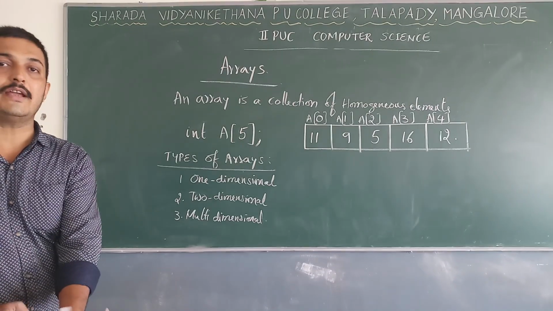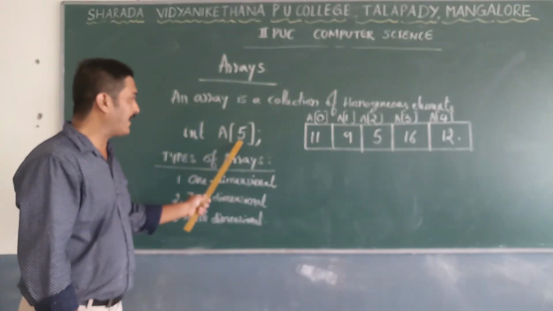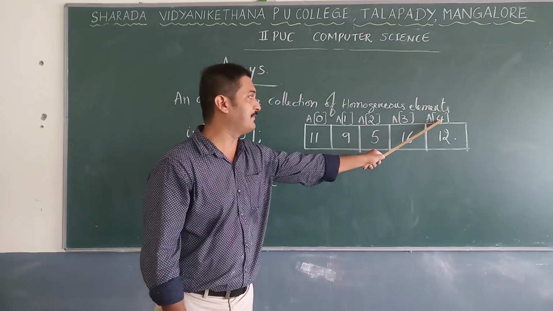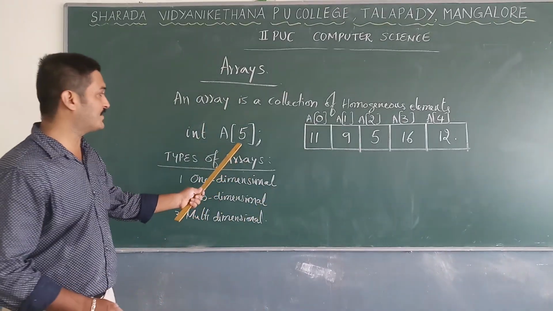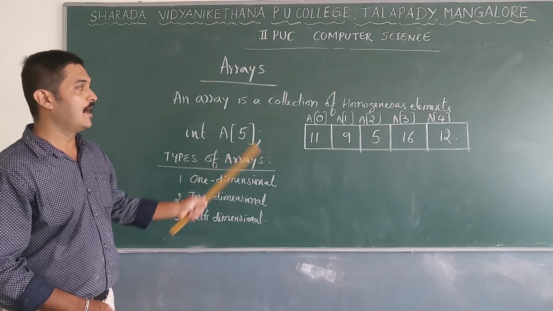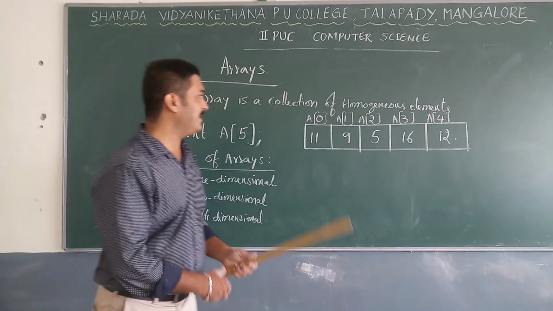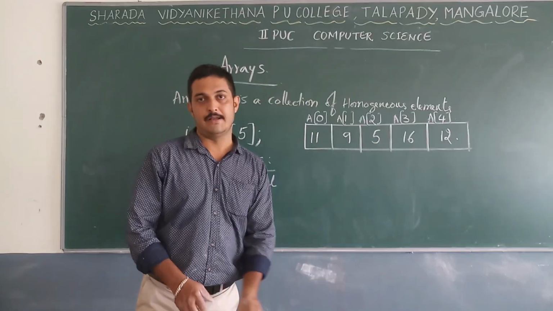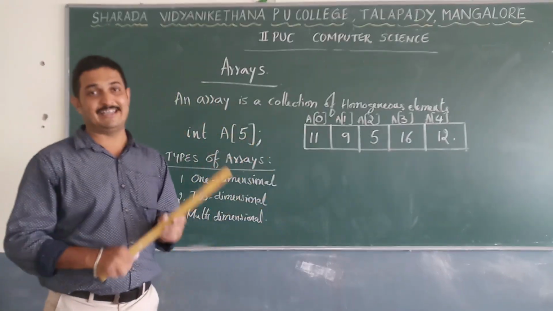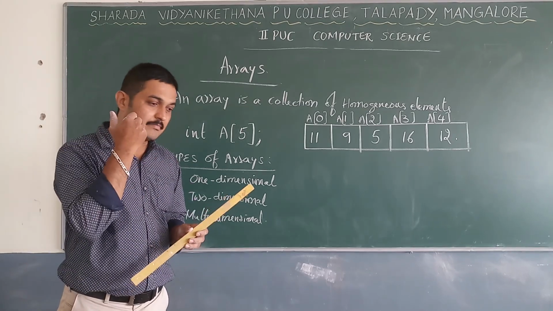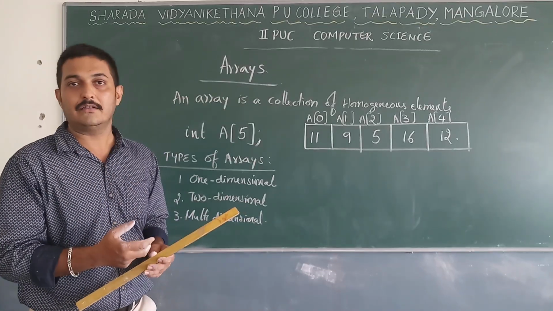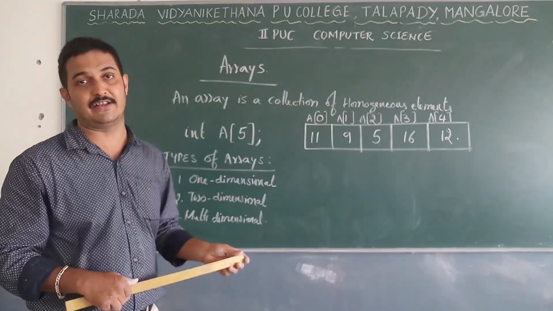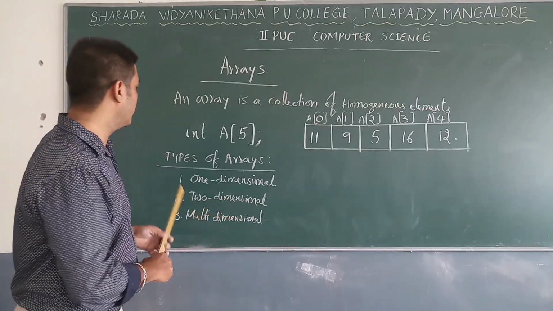See here, int a of 5 means total 5 elements, and here index value starting from 0 to n minus 1. N means total number of elements, that is 5. 5 minus 1, that is 4. So index values start from 0, 1, 2, 3, 4. So in any array concept, it starts with index value 0 or position value 0. It is called zero-based indexing, that you studied in last year's syllabus.